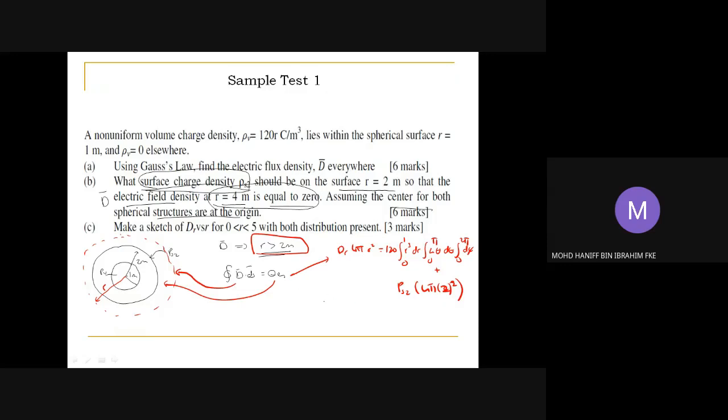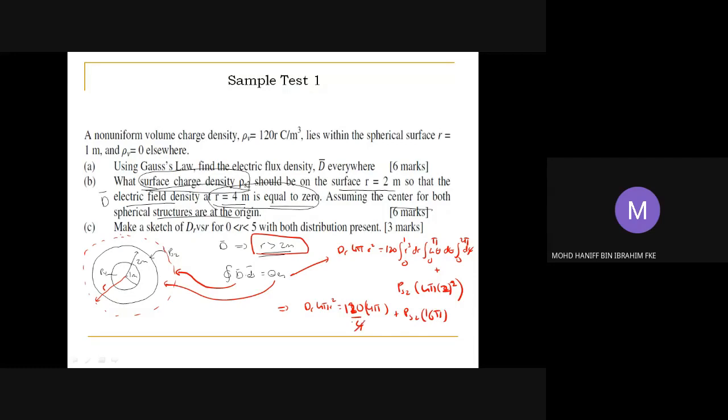Right, so we can proceed with the integration. We're going to have D_r 4 pi r squared, and that will give us 4 pi, that should be 30, and 4 pi should be there, divided by 4, okay, sorry, that's 120, right, plus rho S2 with a 16 pi here.